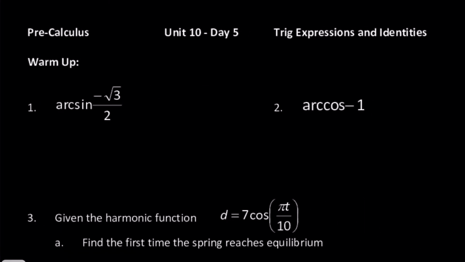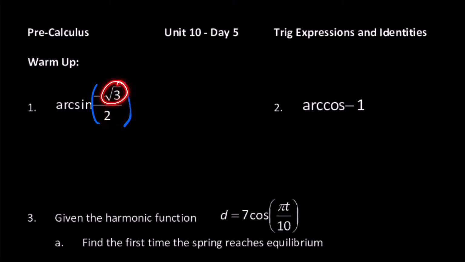Before we get to that, let's do a quick warm-up of our inverse functions. Let's start with arcsine of negative square root 3 over 2. First of all, let's really have parentheses around it. Remember, when I'm asking you for arcsine or inverse sine, it's looking for an angle, and it's looking for the angle where sine has a value of negative square root 3 over 2.